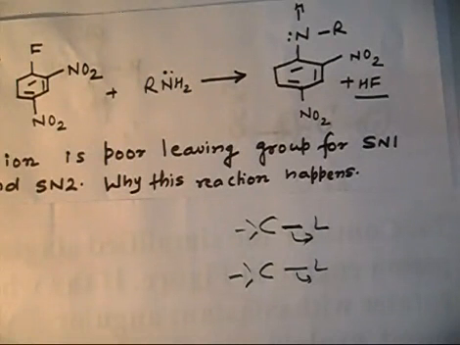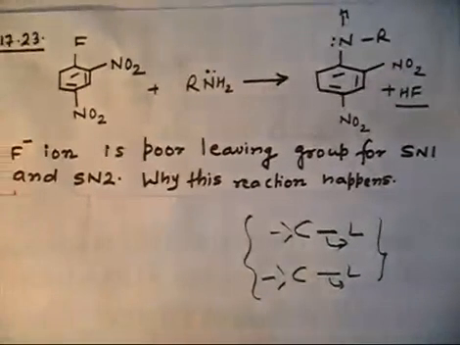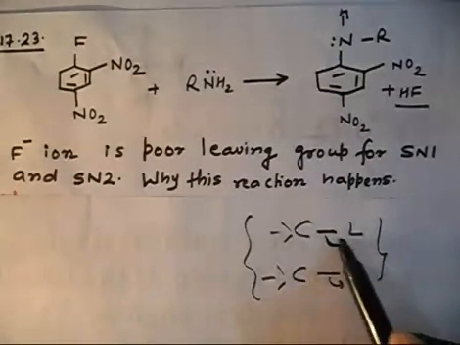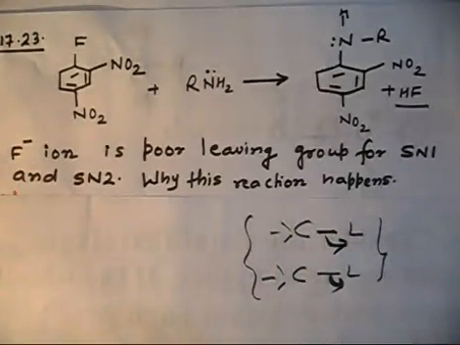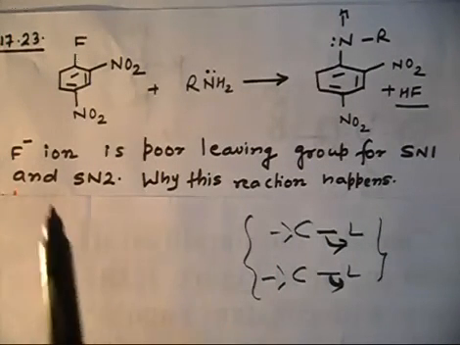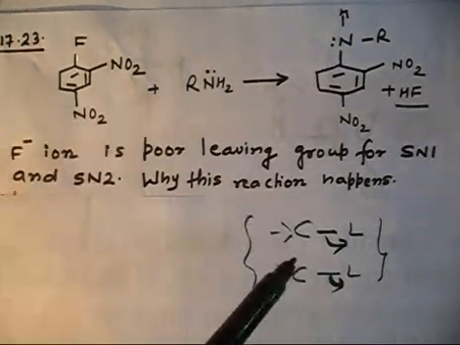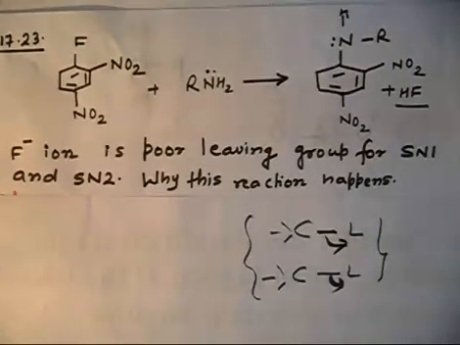Are you getting it? That is basically the answer to this question, so I will not elaborate more. So let us go to the question. F minus is a poor leaving group for SN1 and SN2 because this bond breaks. If this is not a good leaving group, then the rate of SN1 and the rate of SN2 will decrease. So SN1, SN2 does not occur in this case. But why does this nucleophilic substitution occur here, even though fluoride is not a good leaving group?